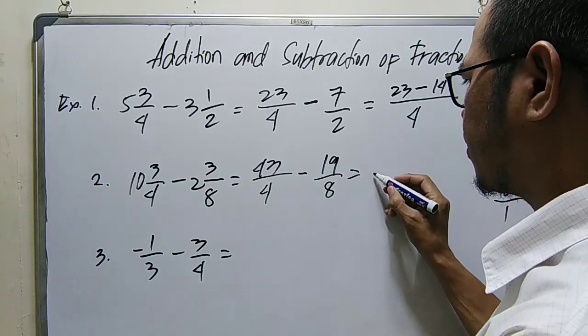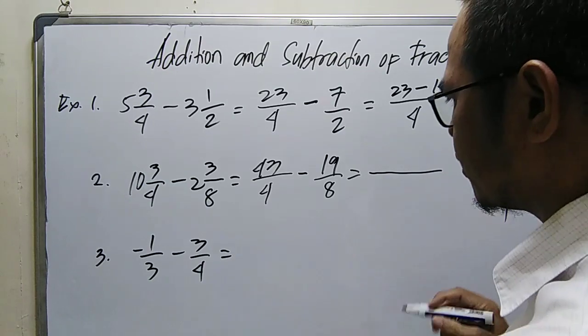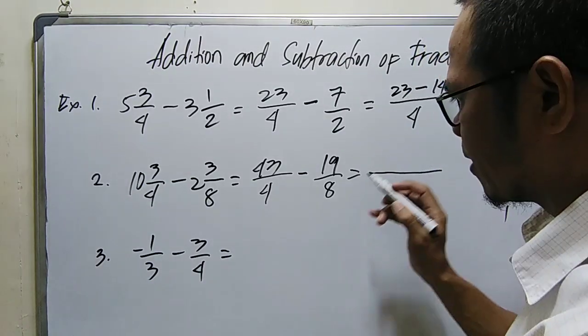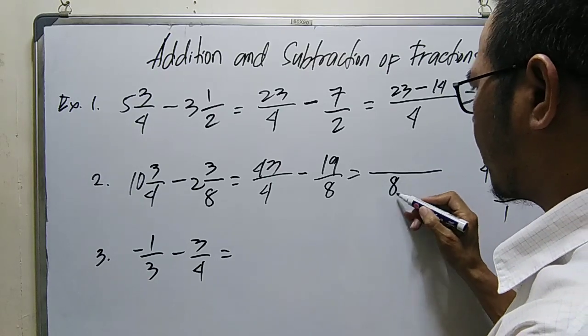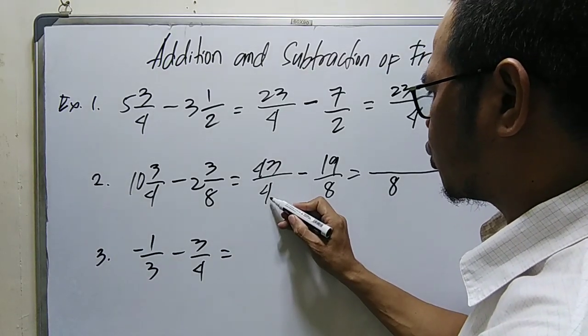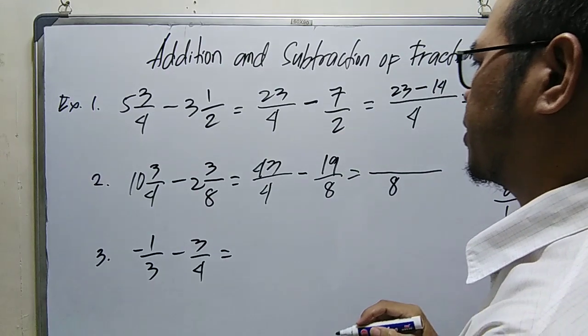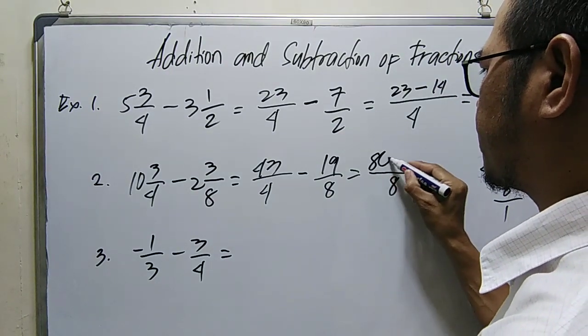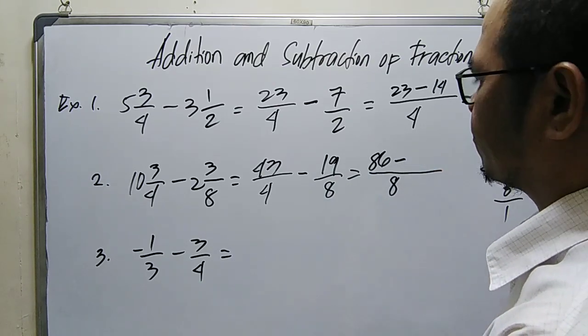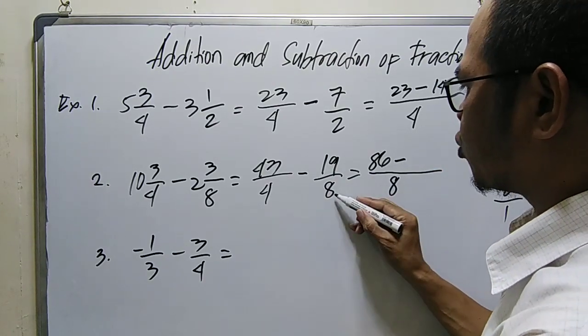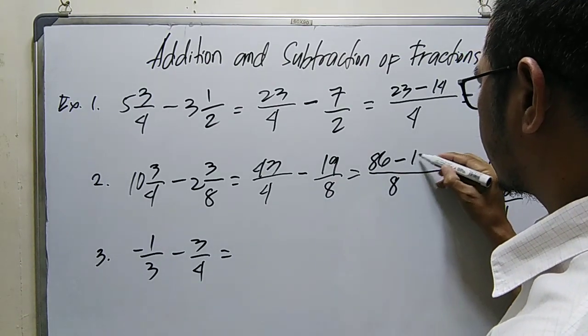Then, kunin natin yung kanilang LCD. Ang LCD dapat ma-divide sa 4 at ma-divide sa 8. So, therefore, yung LCD natin is 8. 8 divided by 4 is 2 times 43 is 86. Times 2 lang natin yan, di ba? Then, kopyahin natin yung minus sign. So, 8 divided by 8 is 1 minus 19.